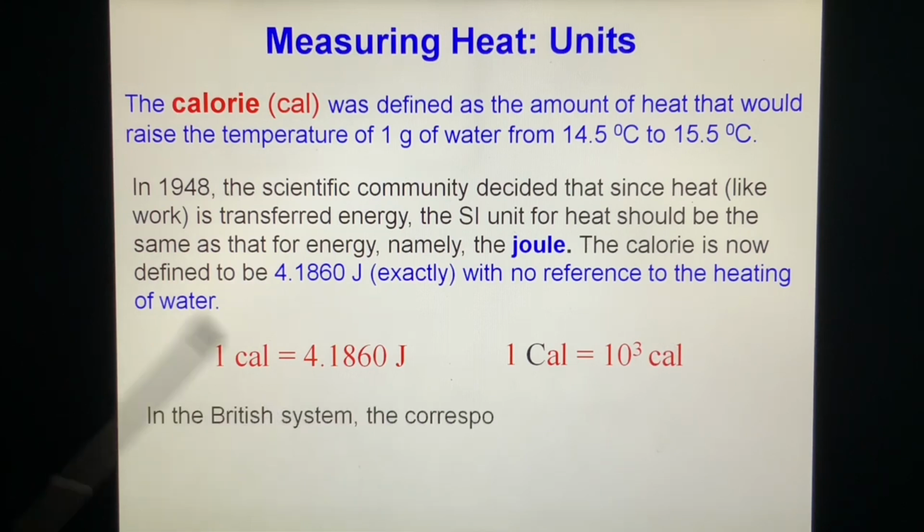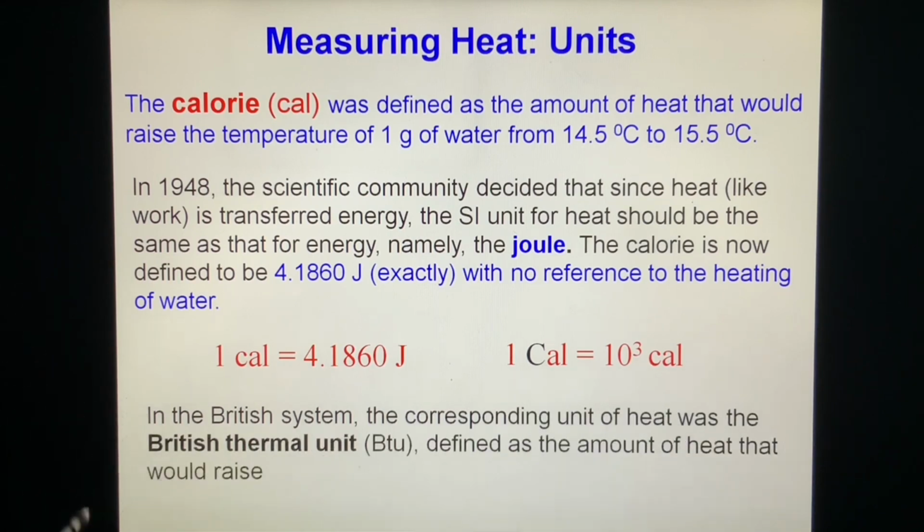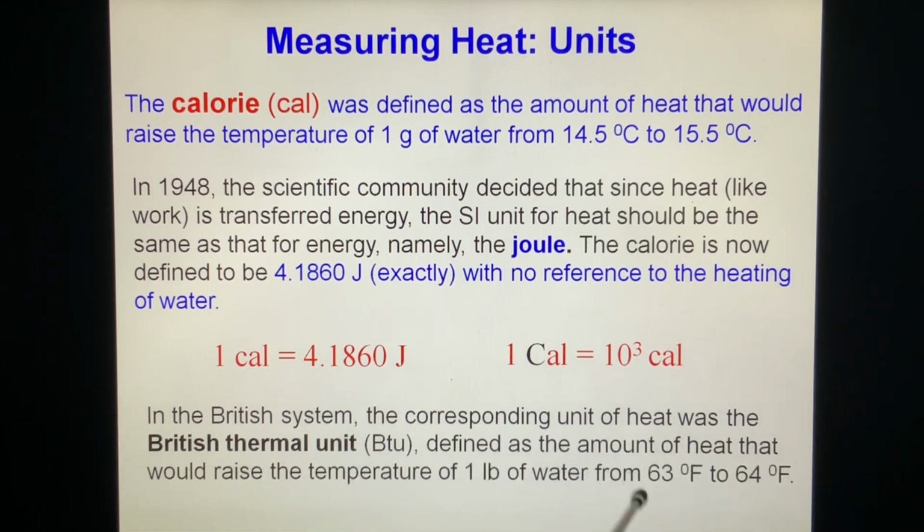In the British system, the corresponding unit of heat was the British thermal unit, defined as the amount of heat that would raise the temperature of 1 pound of water from 63 degrees Fahrenheit to 64 degrees Fahrenheit.